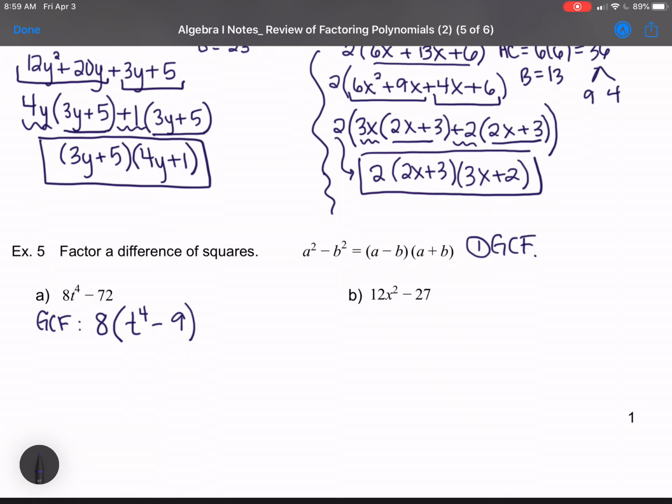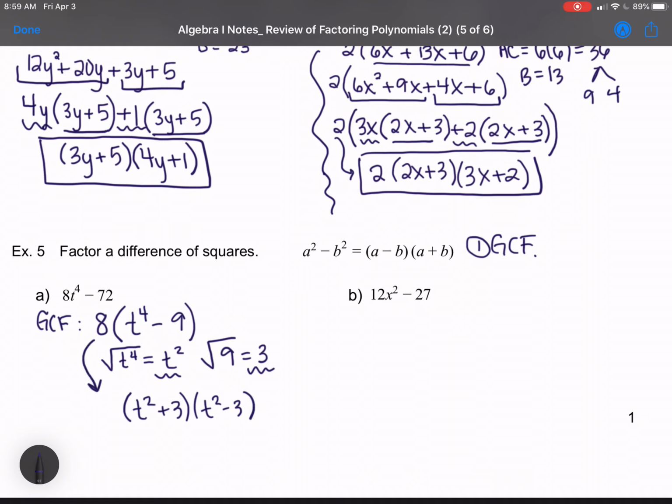So now we're going to look at finding the square root of t to the 4th, which is t squared. And we find the square root of 9, which is 3. And once we know these two numbers, we can write our binomials. T squared plus 3 and t squared minus 3. And then be careful, remember to bring down that GCF to put in front. And that is your solution.